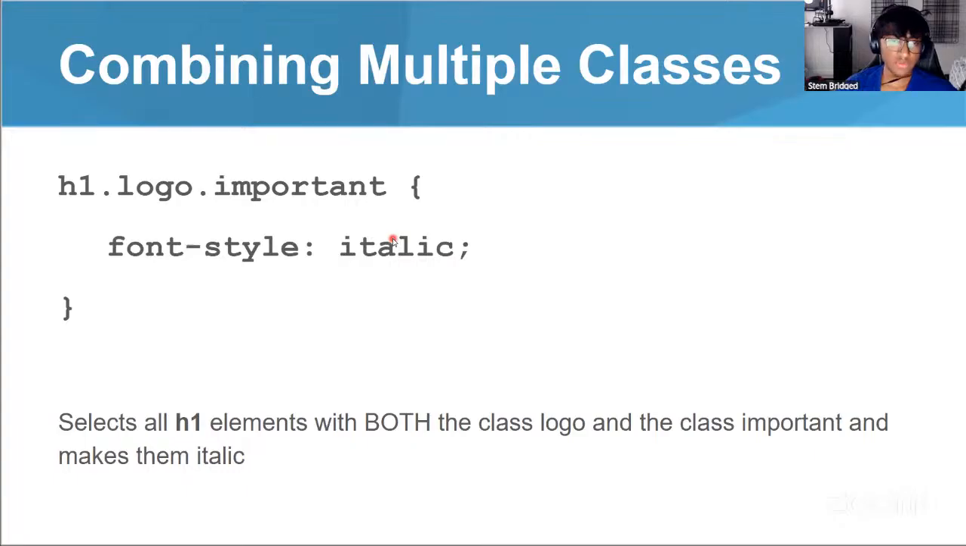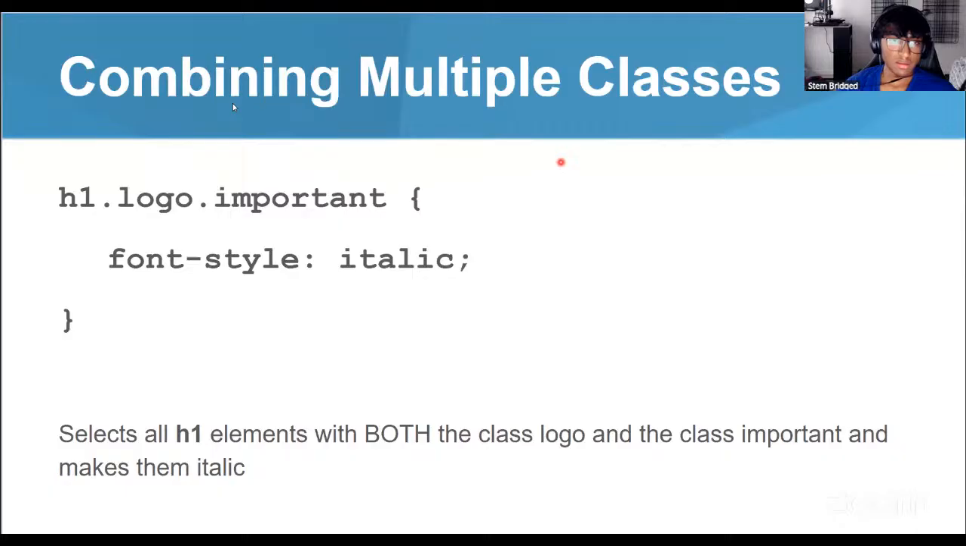So remember we learned how one tag or element can have multiple classes just by using a space. So you can target multiple of those classes, but just saying dot logo dot important, that means you're targeting both the logo class and important class.